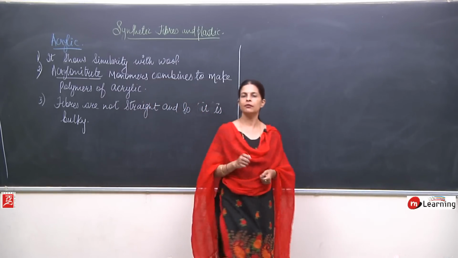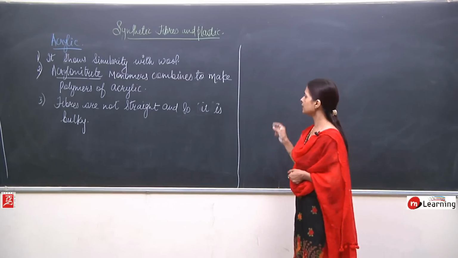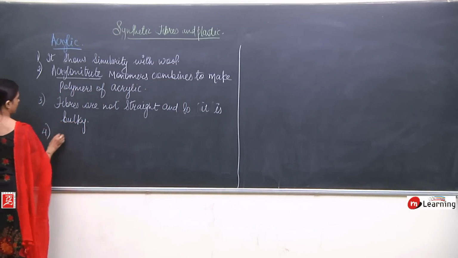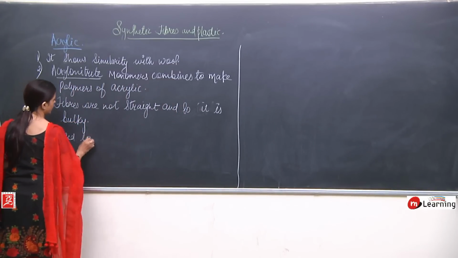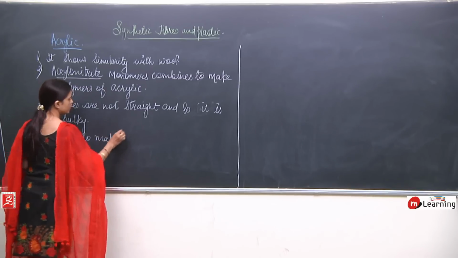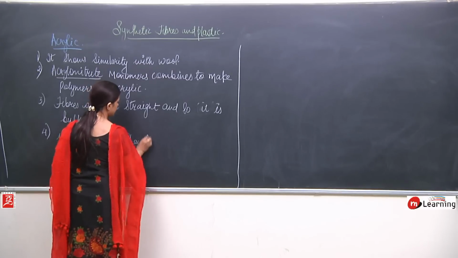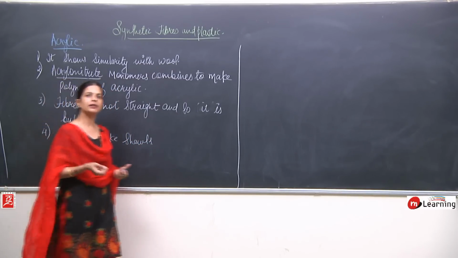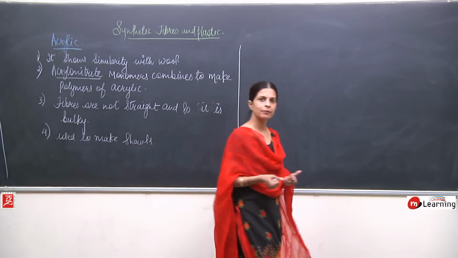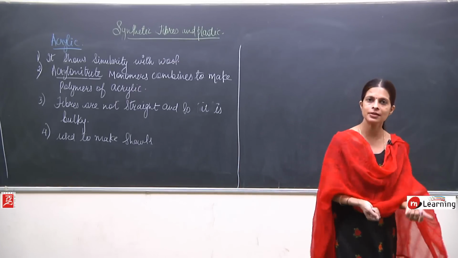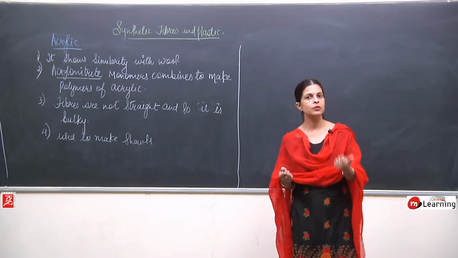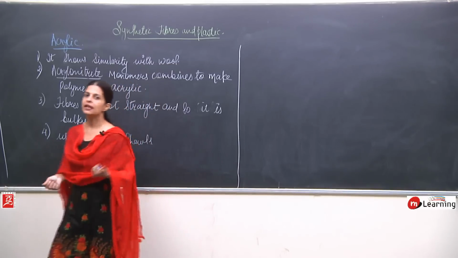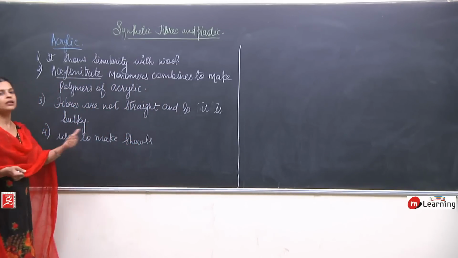Now the very important point: when it is bulky, it is used to make shawls. Definitely when I say it has similarity with wool, what can be the uses, or where can it be used? Definitely where wool is used. Wool is used to make carpets, sweaters, shawls and blankets, and that is the reason even acrylic is used to make shawls.